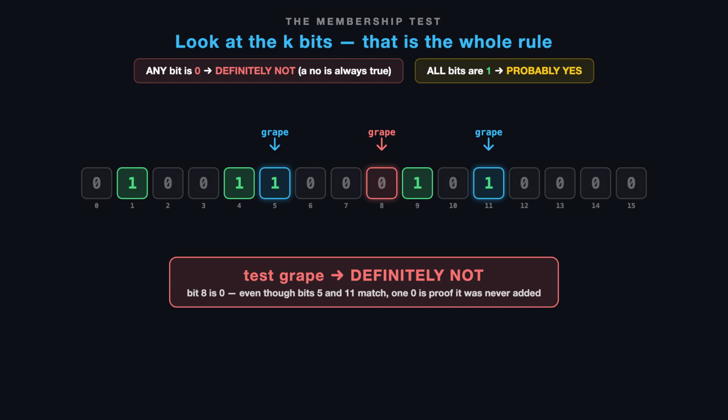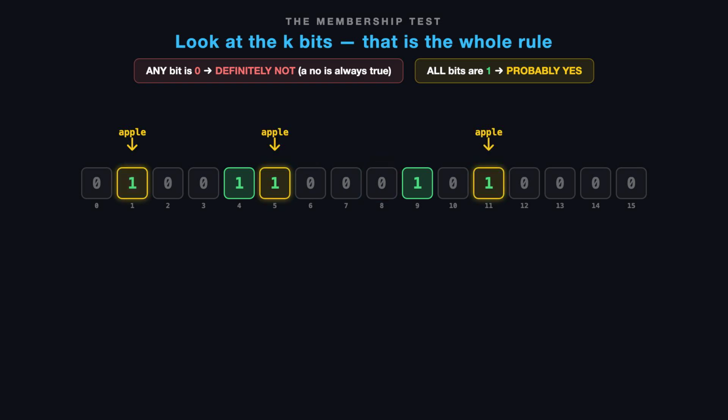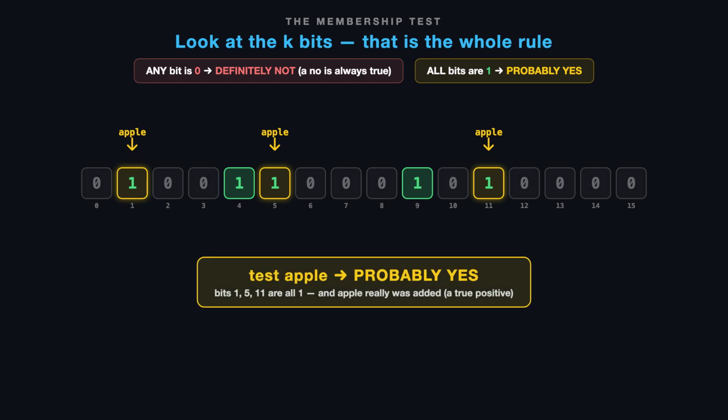Branch 2. If all of the item's bits are 1, the answer is, probably here. Not definitely, probably. Let us test Apple. Apple hashes to 1, 5, 11. All 3 are on. So, probably present. And in Apple's case that is true, we really did add it.